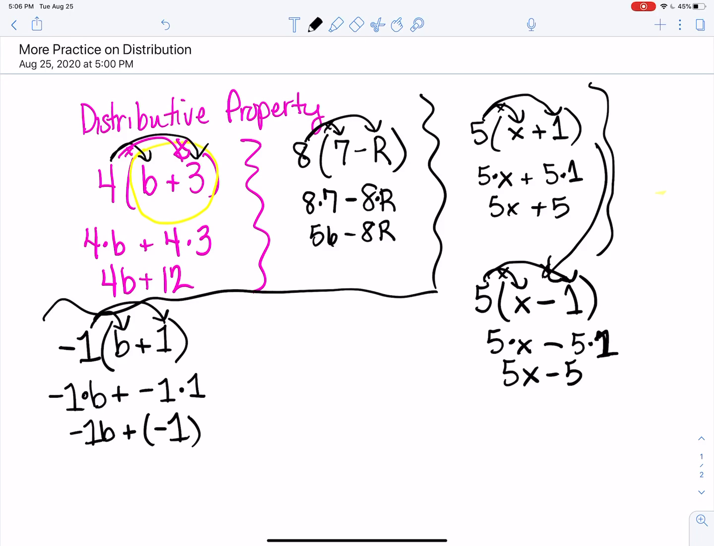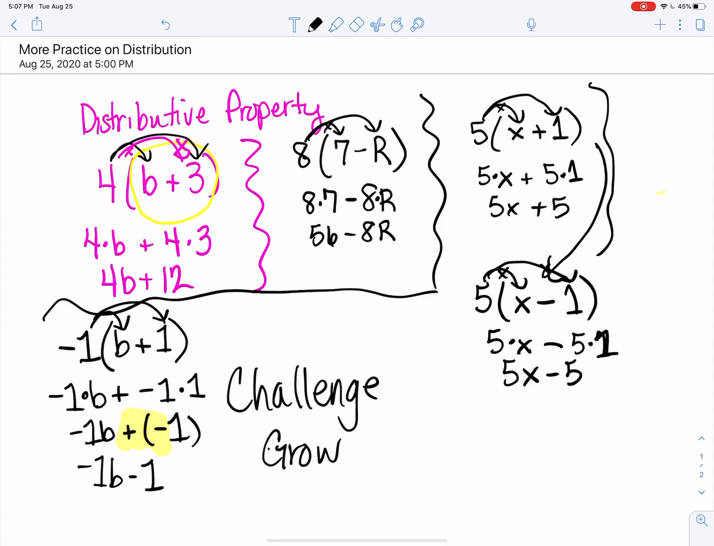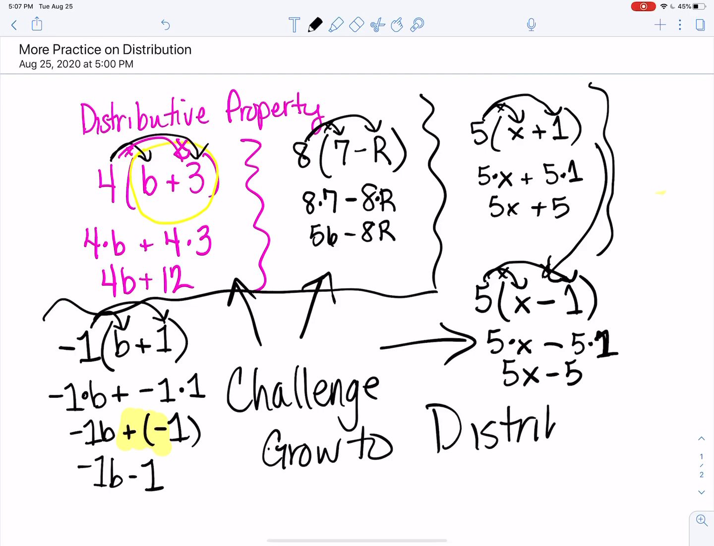So your answer, we don't, and this will come later, but we don't really need a plus and a minus, because a plus and a minus just means a minus. So it'll be negative 1b minus 1. So this is a challenge that we will grow to. What we want to remember is that this applies with everything. We distribute to all in the parentheses.